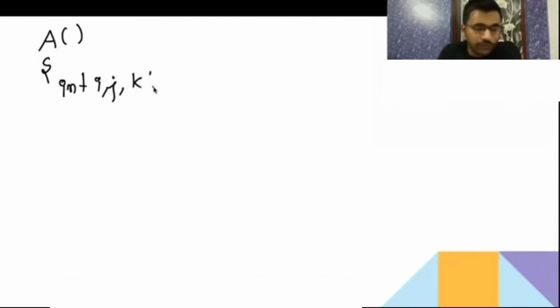Now see the next one. This is a function. Now try to find the time complexity of that.